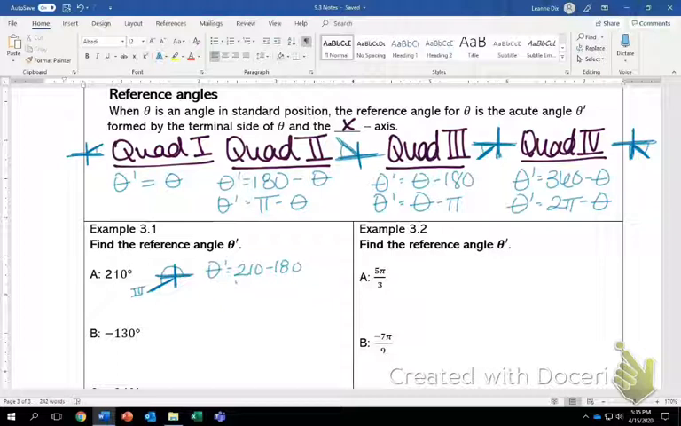All right, so the negative 130, the easiest way to do this is to find the coterminal. Actually, I never finished this problem, I'm sorry. So 210 minus 180 is 30 degrees. I finished it in my head. All right, so letter B, we are going backwards, 130. I can take 360 and subtract 130 to find the coterminal, and that should give me 230.